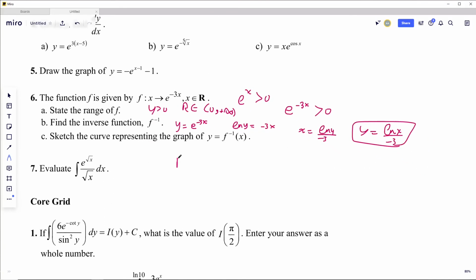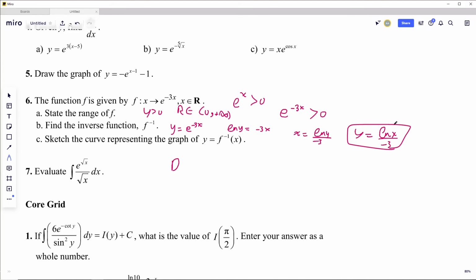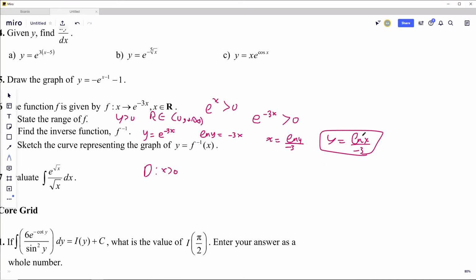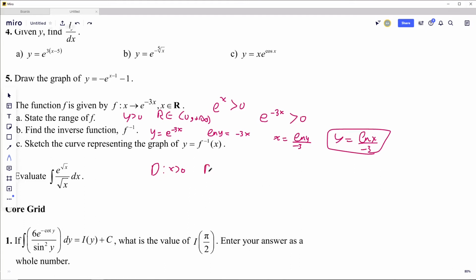So domain: ln is restrictive. The domain of x must be greater than 0, because ln of a number, the number must be positive. Not 0, not negative.